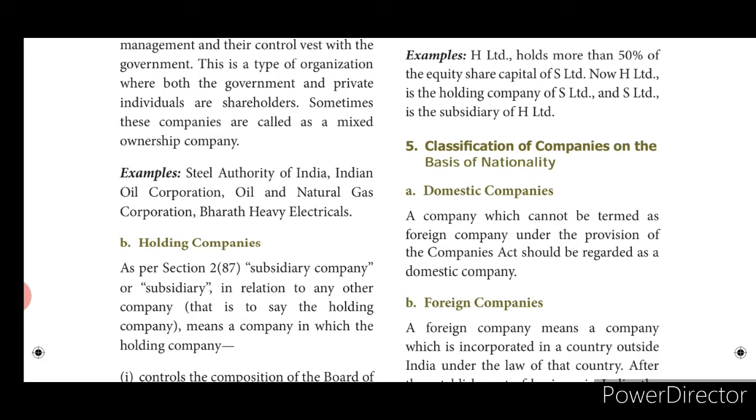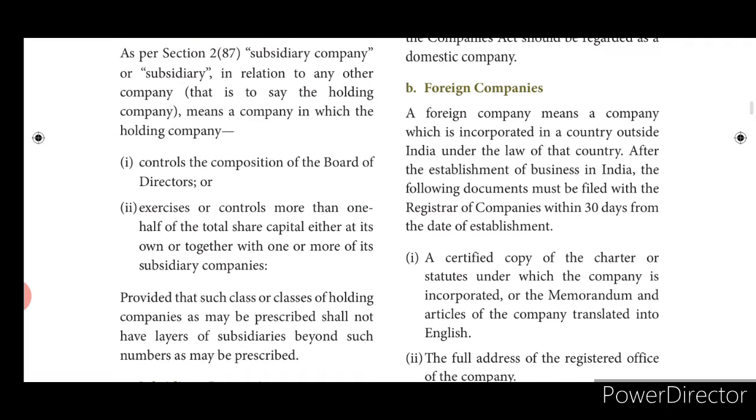Then the foreign company. A foreign company means a company which is incorporated in a country outside India under the law of that country. After the establishment of the business in India, the following documents must be filed with the Registrar of Companies within 30 days from the date of establishment. So if you want to establish a company as a foreign company, then even so many procedures are to be followed as per the Indian Companies Act. Based on that, you must follow the terms and conditions. For that, documents must be filed and registered with the registrar within 30 days.